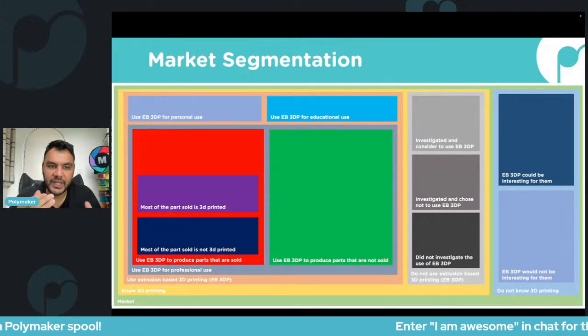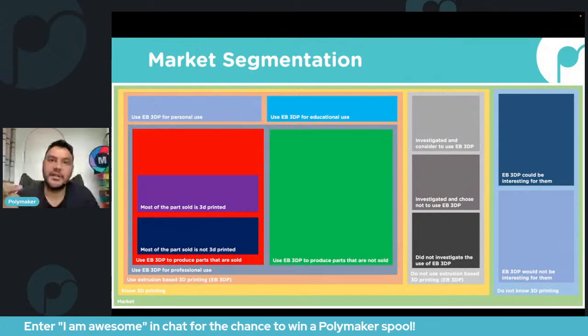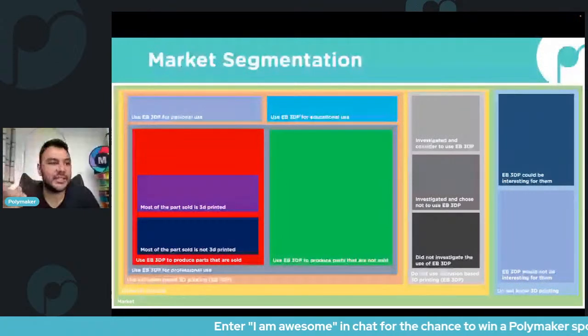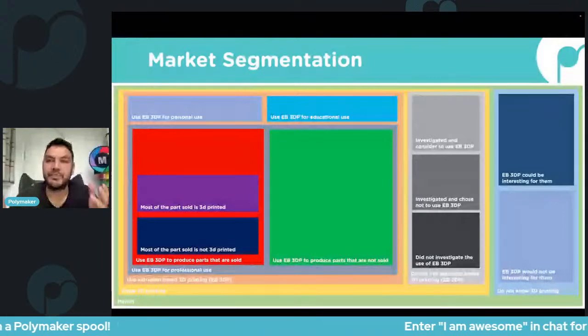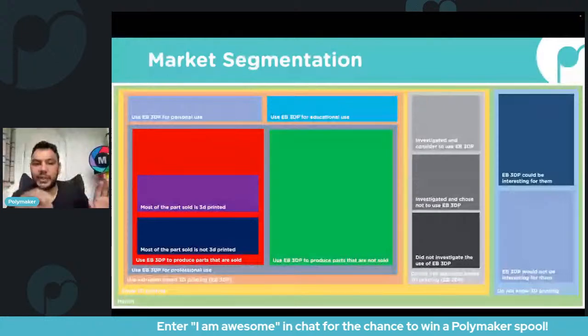But there are also some other people where only part of the product that is sold is 3D printed. For example, you sell a car and there is a small bracket inside that is 3D printed. Or, for example, Sideline was here, and I believe in his final product, there is a 3D printed part. Most of the product is not 3D printed, but there is part of it that is 3D printed, if I remember well. So this would be part of the second segment, right? Most of the part sold is not 3D printed.